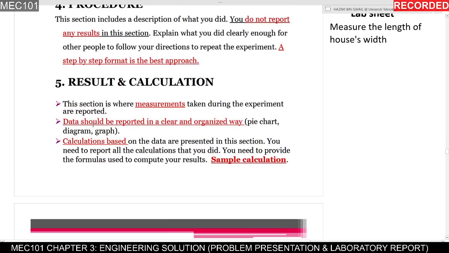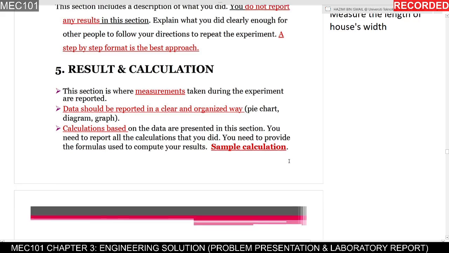Okay, results and calculation. This section is where measurements taken during the experiment are reported. Data should be reported in a clear and organized way, maybe in the form of pie chart, diagram, or graph. Calculations based on the data are presented in this section. You need to report all the calculations that you did. You need to provide the formulas used to compute your results and put your sample calculations.